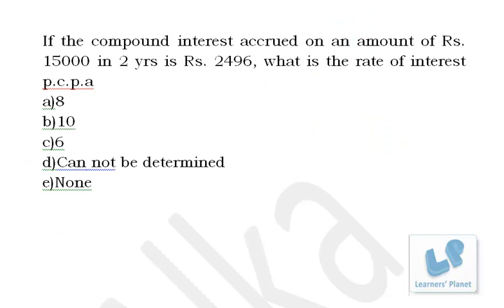Now once again, compound interest accrued on an amount of rupees 15,000 in 2 years is rupees 2496. What is the rate of interest per annum? Now once again, a pretty simple problem. In 2 years the interest is 2496, that is around 2,500. That means per annum it is something around 1200 or we can say 1250, right?